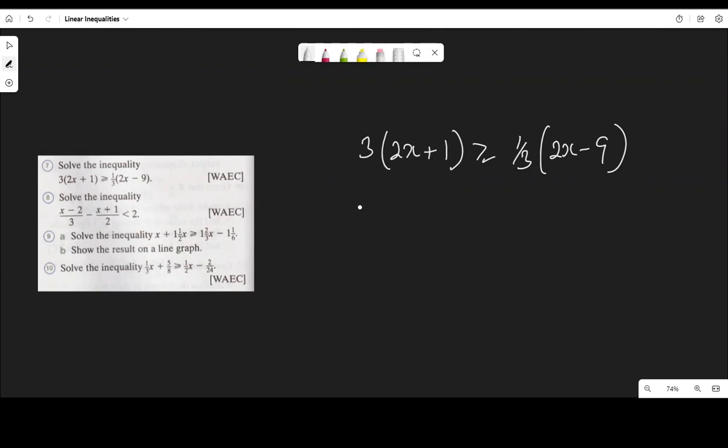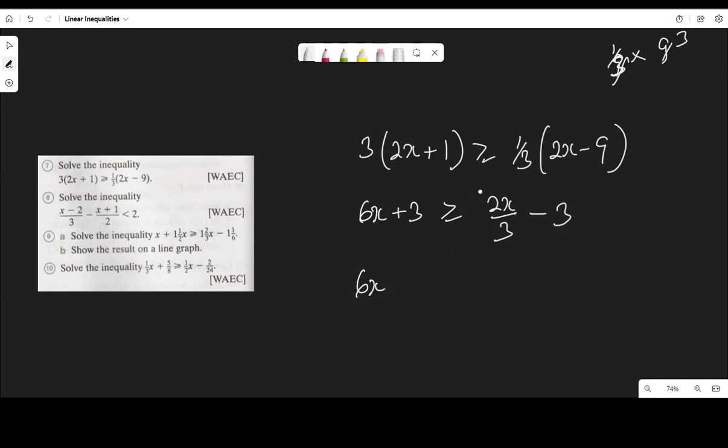So 3 times 2x is 6x, and 3 times 1 is 3, greater than or equal to 1 over 3 times 2x is 2x over 3, and 1 over 3 times negative 9 is negative 3. Look at this, 1 over 3 times 9: 3 here 1, 3 here 3, and 3 times 1 is 3. I have that here. Okay, now with this, we need to collect like terms.